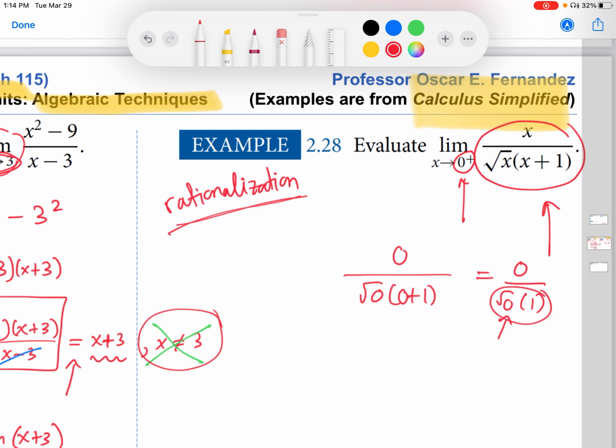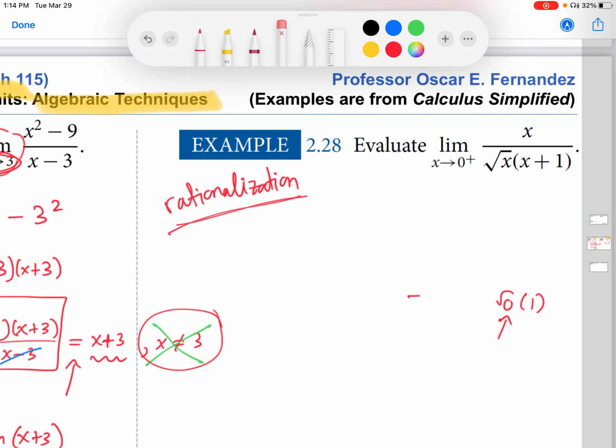The square root of 0 is 0. So I can't do that. I can't just substitute in x equals 0. So I have to do something else. There's no factoring that I can do here. So this is why this problem requires a different algebraic technique. This is the rationalization. It's really a straightforward rationalization in this context. And we can even avoid the rationalization, as I'll show you in a minute.